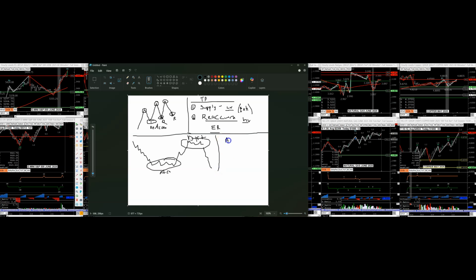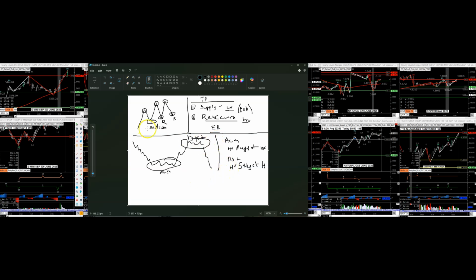When I say accumulation and distribution, accumulation is just heavy volume buying at lows. That's all it is. At lows. And distribution is selling at highs, which is also identified by heavy volume. Heavy volume selling at highs. Pardon the penmanship, but you get the idea. All right.